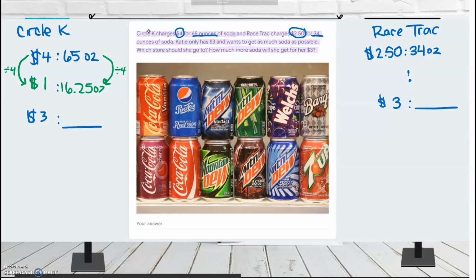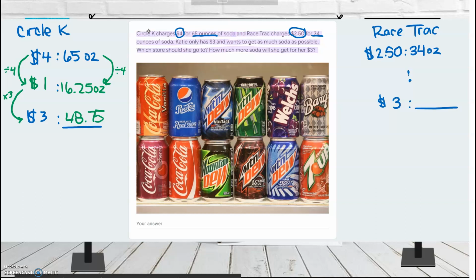16.25 ounces. Now I'm going from $1 to $3, so I'm multiplying by 3. So I'm going to do 16.25 times 3 in my calculator, and I get 48.75 ounces. So for $3 at Circle K, she can get 48.75 ounces.